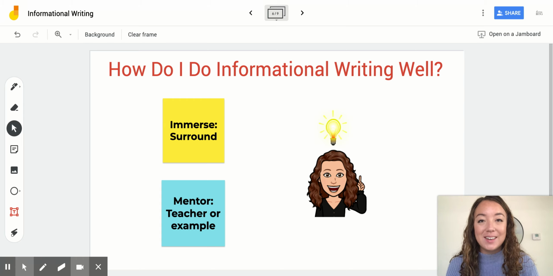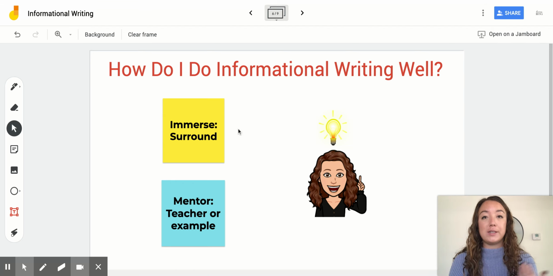Hi, writers. We are going to continue the work we started yesterday. So we know we are entering into our new writing unit. We are starting informational writing, which means we are going to write books that teach. When we choose our topic, we are going to write about something we are experts on, something that you know a lot about.